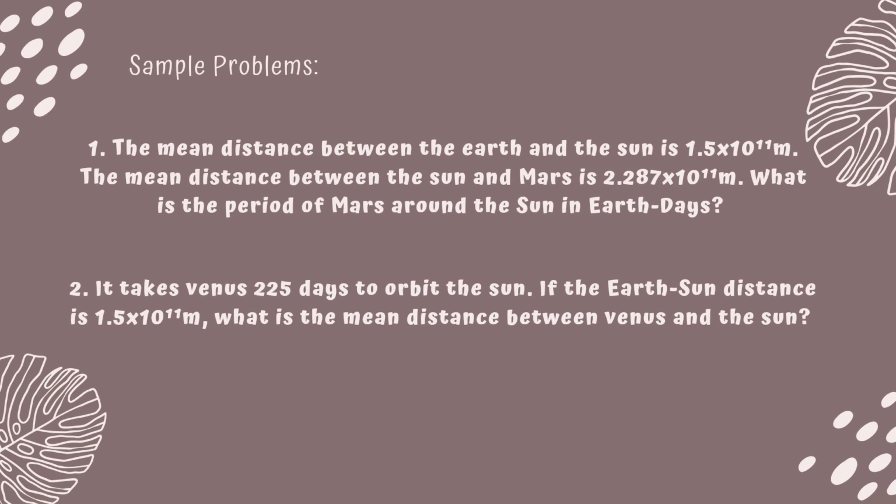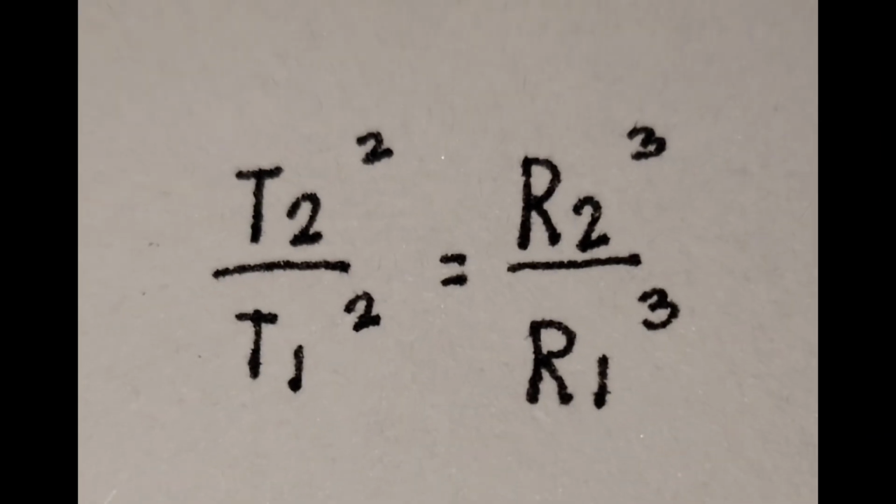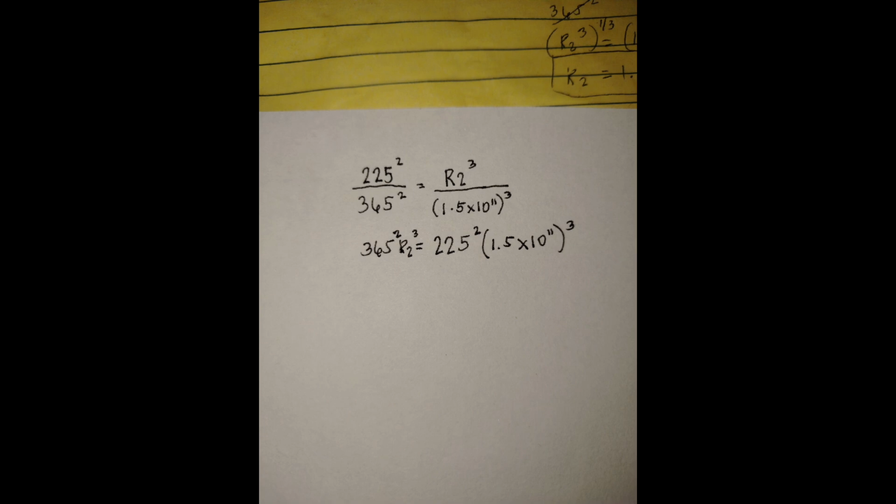And the next sample problem is, it takes Venus 225 days to orbit the Sun if the Earth-Sun distance is 1.5 times 10 to the 11 meters. What is the mean distance between Venus and the Sun? So, for this problem, gagamitin pa rin natin yung equation na ginamit natin kanina. So, 225 squared over 365 squared equals r2 cubed over 1.5 times 10 to the 11 cubed.